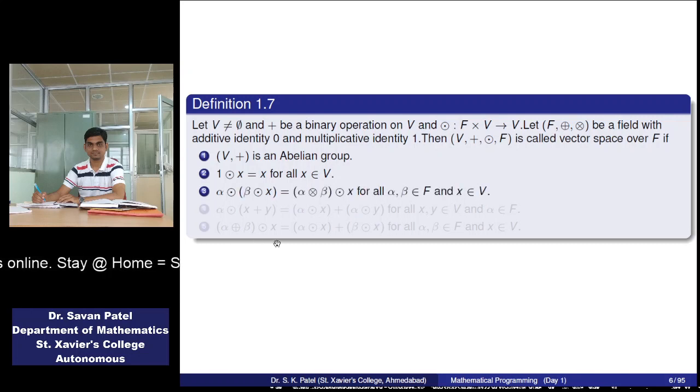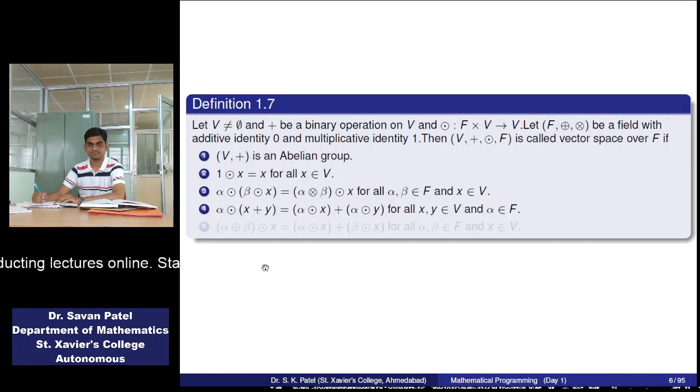Then this dot should perform well in this way: alpha, scalar, this dot is called scalar multiplication. So I will now denote it as scalar multiplication. So alpha scalar multiplication with beta scalar multiplication with x should be the same as the multiplication of alpha and beta with scalar multiplication with x, for all alpha and beta in F and x in V.